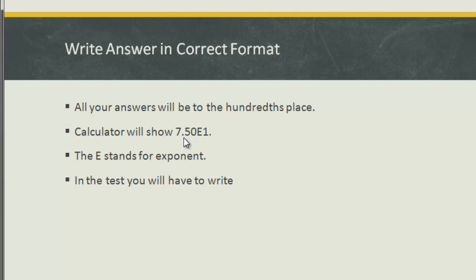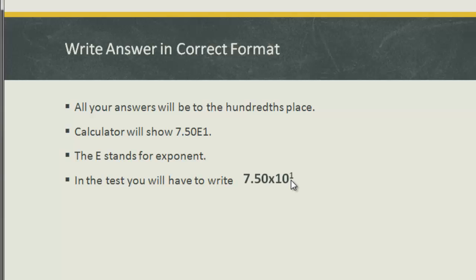In the test, you'll have to write it a little differently. Your calculator shows it as, like I said, 7.50 E1, but the E we're going to change to times 10, and the 1 at the end is going to be your exponent after the 10. We're not going to write the 1 right after the 0, because then it's going to look like 101.